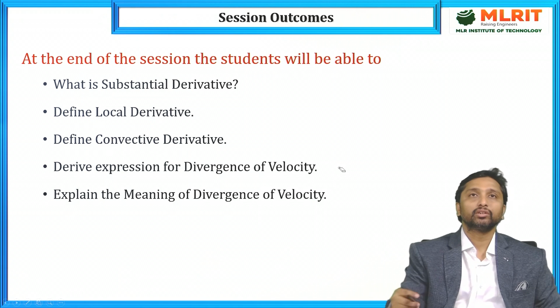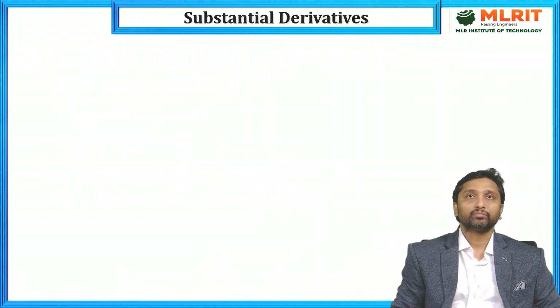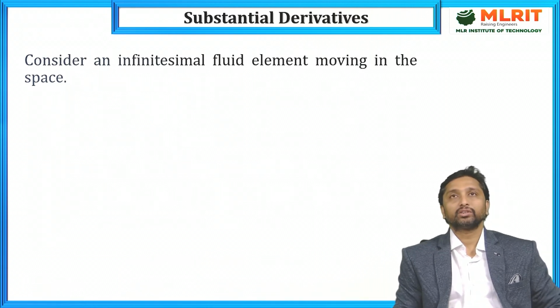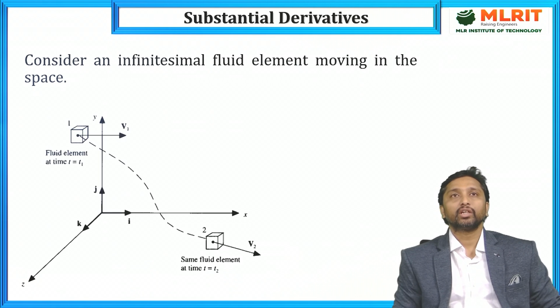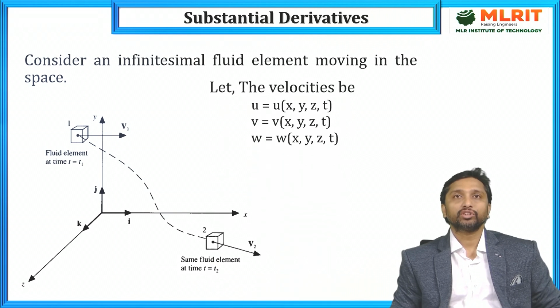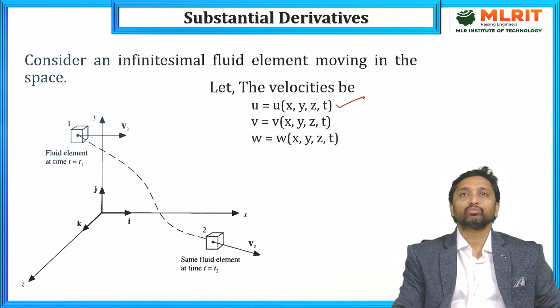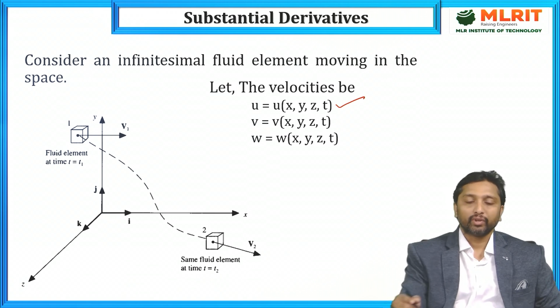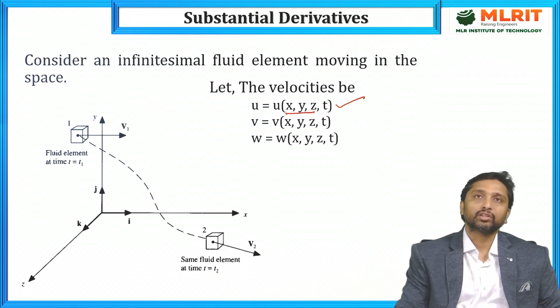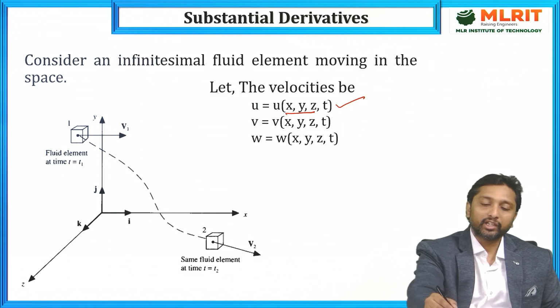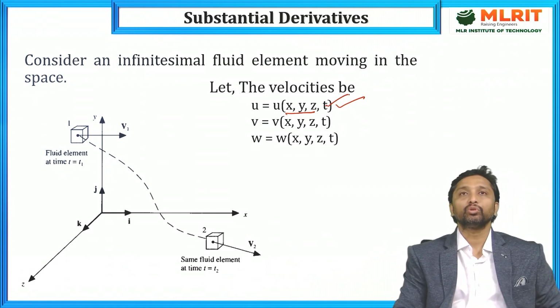So let us begin with substantial derivative. To understand the meaning of substantial derivative, let us consider an infinitesimal fluid element which is moving in space as well as time. Since it is moving in space and time, the x component of velocity is a function of x, y, z and t, where x, y, z represent the spatial coordinate system and t represents the variations with respect to time.